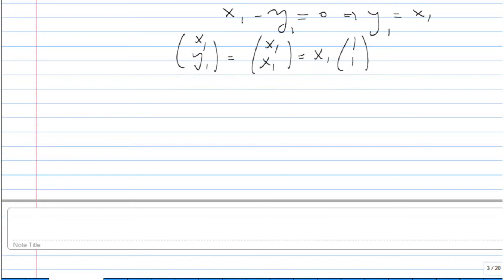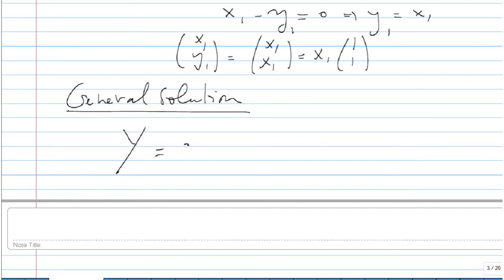So the eigenvector is x1, x1, that is x1 times 1, 1. So the general solution now is C1 times e^(3t) times 1, minus 4, plus C2 e^(minus 2t) times 1, 1. So this will give me all the solutions.